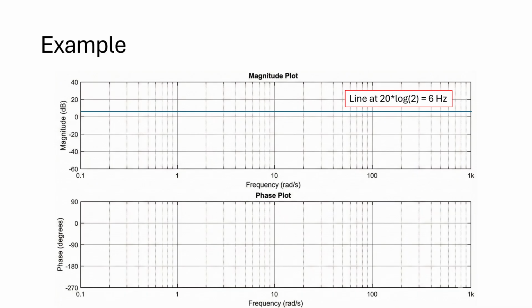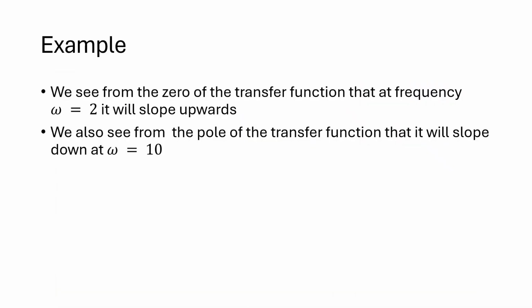On the magnitude plot, the line will be at, I say hertz there, but it's in decibels, 6 decibels, which will be 20 times log 2. And we can see from the zero of the transfer function that at a frequency of omega equals 2 radians per second, it will slope upwards. And we also see from the pole of the transfer function that it will start to slope downwards at omega equals 10, and those are both in radians per second.